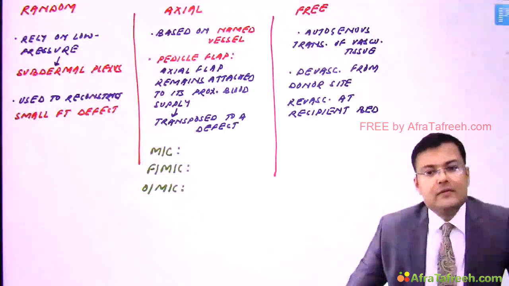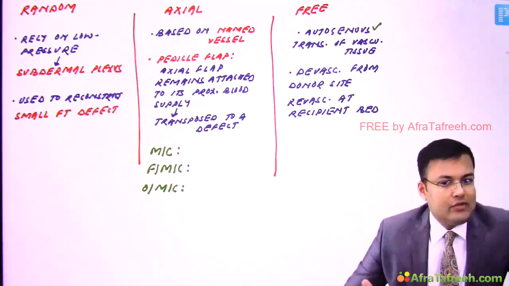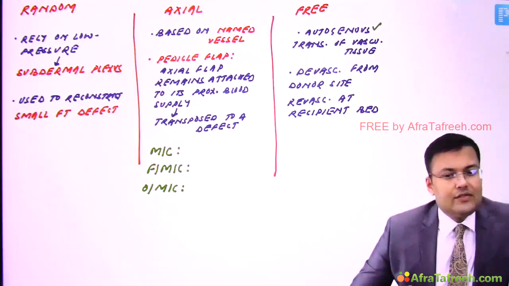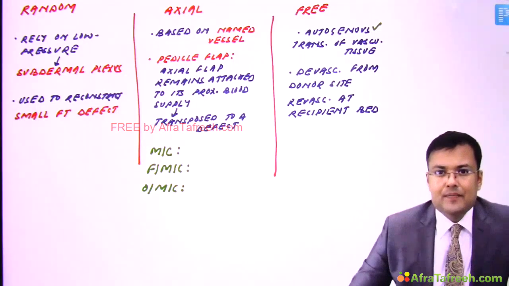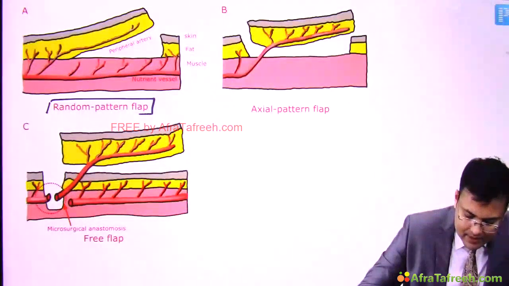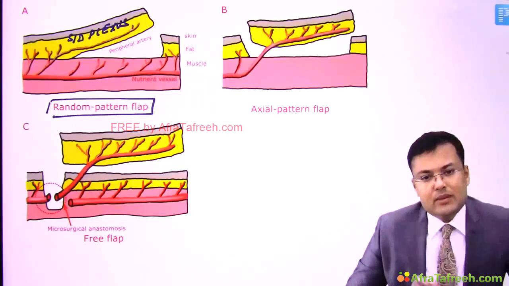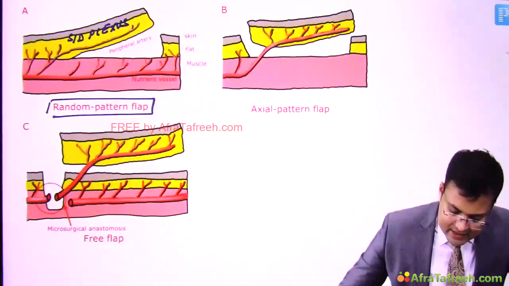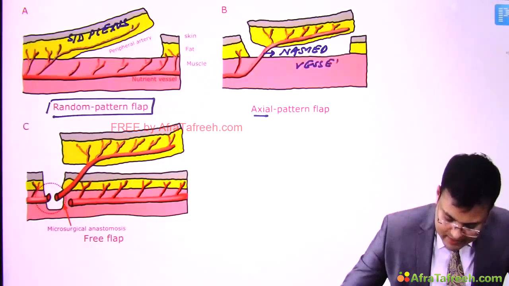Okay, so see what is free flap. It is the autogenous transplantation of vascularized tissue. So actually what is done? There is devascularization from the donor site and revascularization at the recipient bed. See the diagrammatic representation. This first one is random flap, and this random flap is based on the subdermal plexus of vessels. Now if you see this axial flap, it is based on a named vessel.